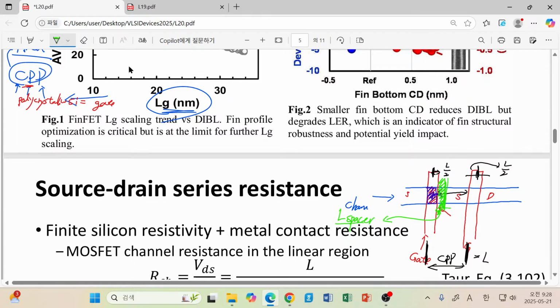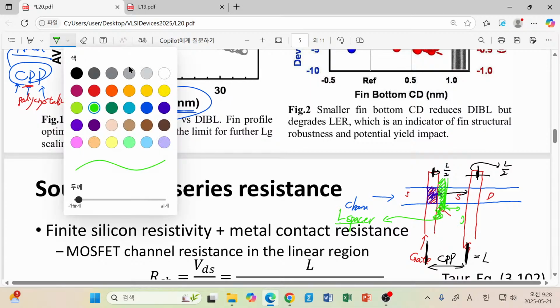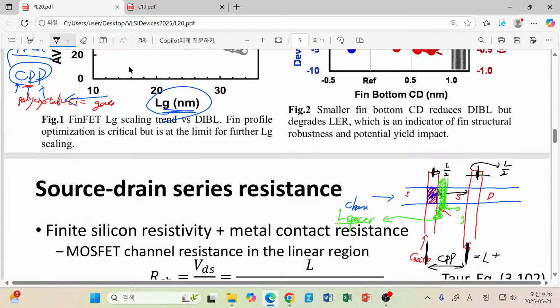After that, we will have the real source drain length. Of course, the spacer exists here and there. So when we write down this value, we have to write down L plus 2 times L spacer, this length scale twice, and the length of source and drain. That will be the component that makes the CPP.